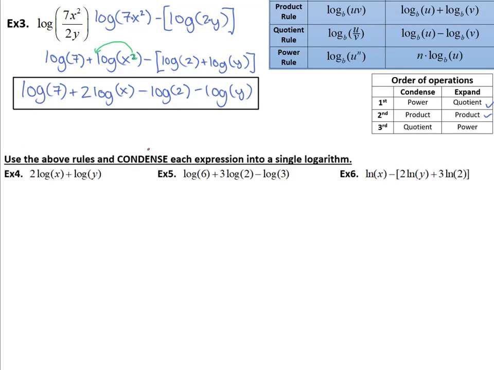Okay, next let's figure out how to do this backwards. How do we condense instead of expand? Which seems more logical, right? Wouldn't I want to condense it or simplify it? But this is kind of just working with our properties backwards and forwards. So let's try condensing. So now we're going to do these backwards.